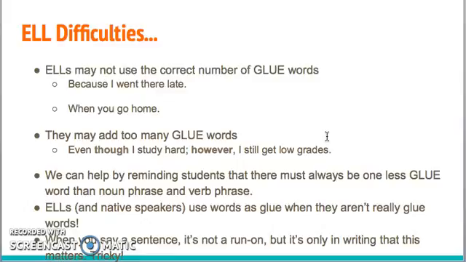We can help by reminding students that there must always be one less glue word than noun phrase and verb phrase. ELLs and native speakers use words as glue when they aren't really glue words. When you say a sentence, it's not a run-on. It's only in writing that this matters, which is very tricky. Thank you.